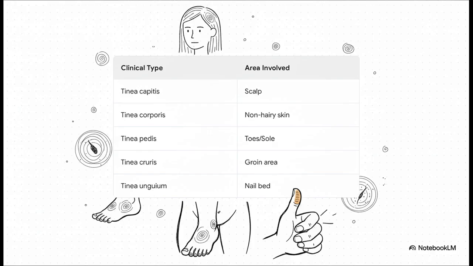Is it on the scalp? We call that tinea capitis. On the foot? That's tinea pedis, athlete's foot, and so on. Just knowing the location gives us our first big clue about which group of dermatophytes might be our guy.